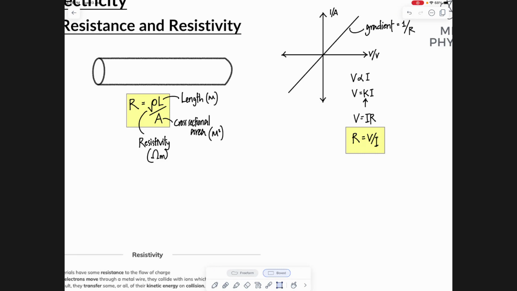How do you measure length? What instrument? Meter rule, right? How do you measure cross-sectional area? Micrometer screw gauge. Very good. The question I asked has no answer, because you can't find the cross-sectional area of a material. You cannot measure the cross-sectional area of a material. What can you do? You can measure the diameter and then calculate what? Area. It's a very important distinction.